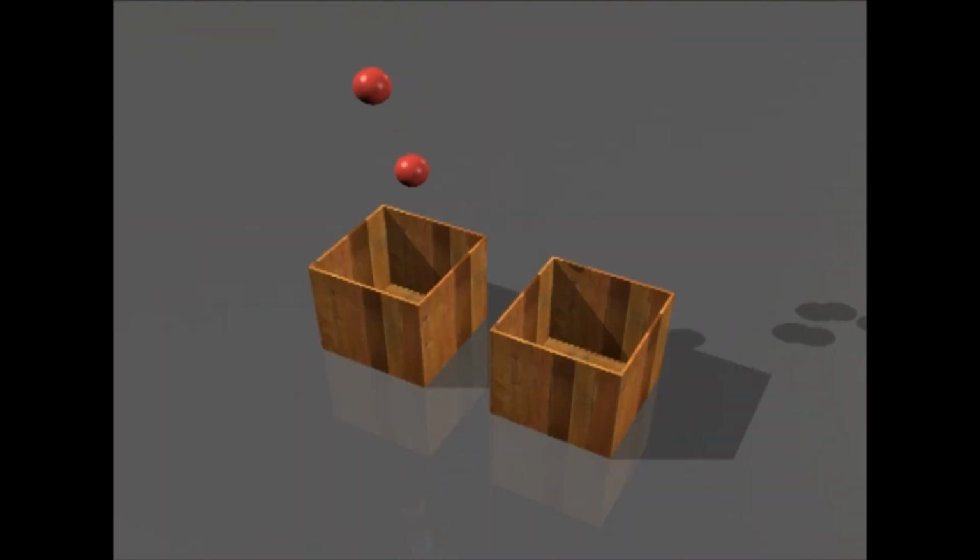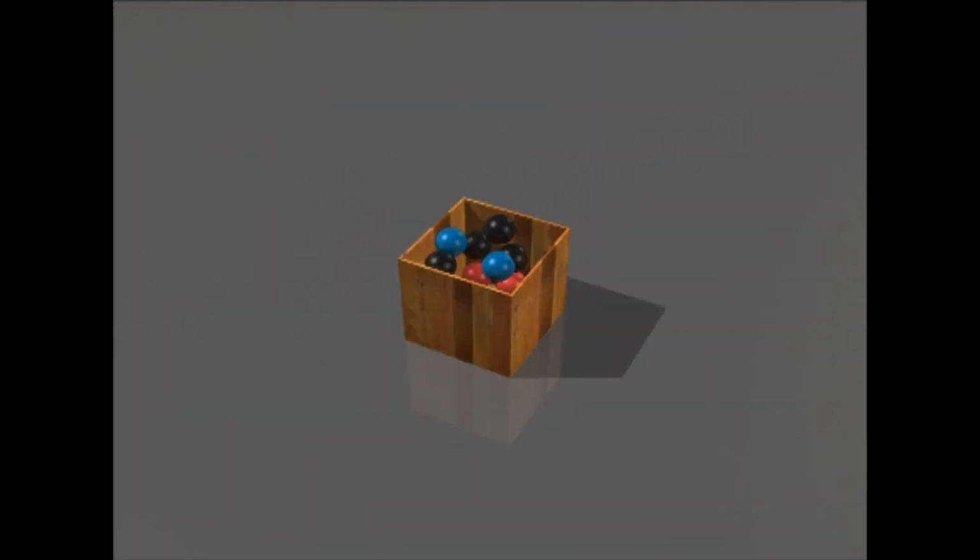Application problems. Problem number 1. Two boxes contain respectively 2 red, 3 black and 3 blue balls, and 4 red, 4 black and 2 blue balls. One of the boxes is selected randomly and 2 balls are drawn. They happen to be 1 red and 1 blue. What is the probability that they come from the second box?